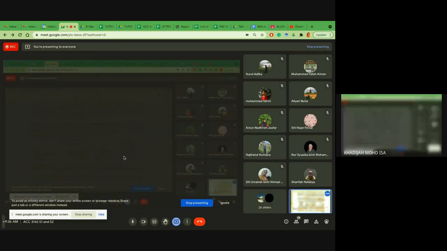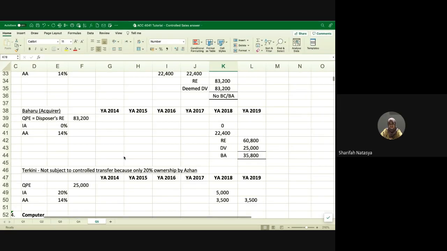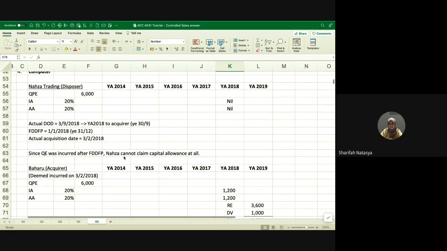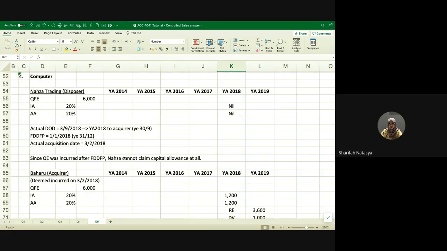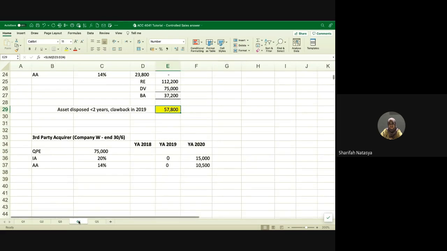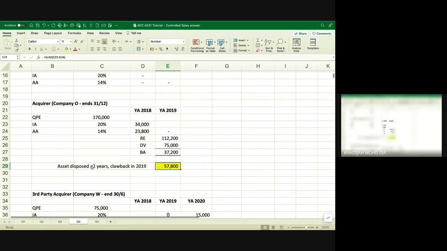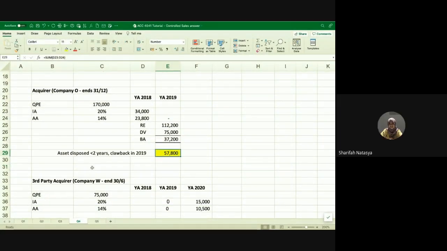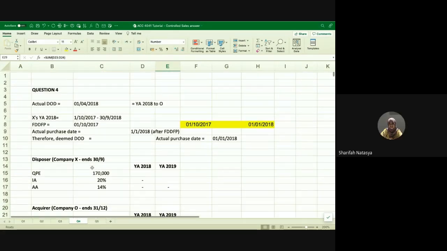Sharifah Natasha, yes. Any part that you are not sure? I think all good, but for question 4, I will revisit. Which part made you not understand, that makes you think you have to revisit? I think for question 4, you were too fast. That's why I couldn't catch up.